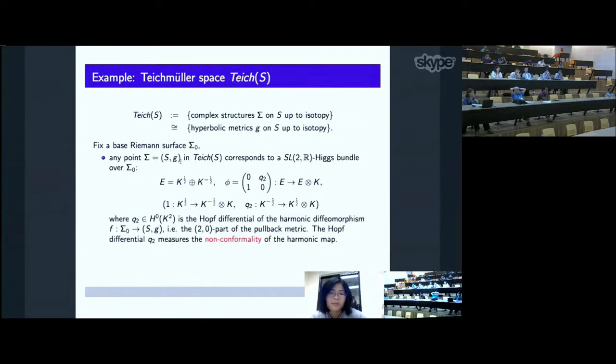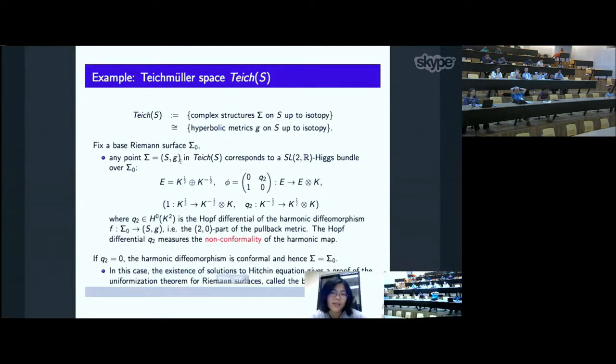So this Hopf differential measures the nonconformity of the harmonic map. In particular, if this Hopf differential vanishes, the harmonic diffeomorphism is conformal. That means the point sigma we consider is actually the base Riemann surface sigma 0. So in this case, the existence of a solution to the Hitchin equation is actually another proof of the uniformization theorem for Riemann surfaces, just looking for a hyperbolic metric in its conformal class. So this case is called the base Fuchsian case.